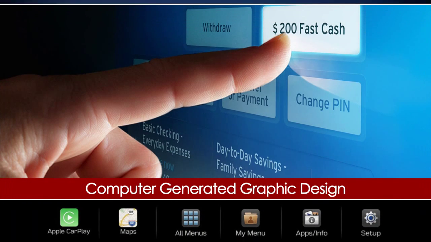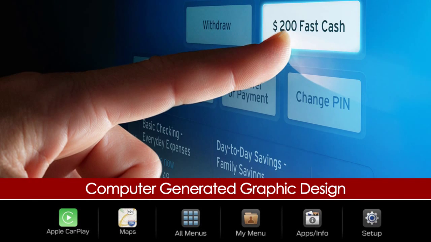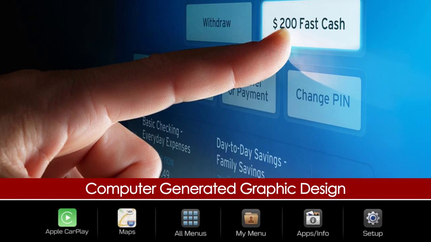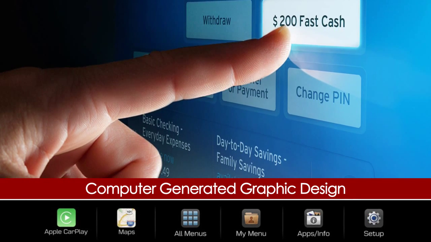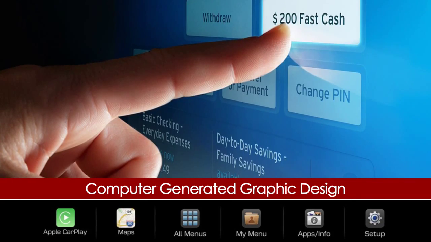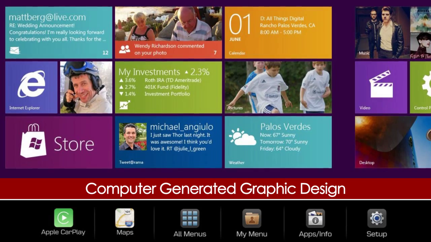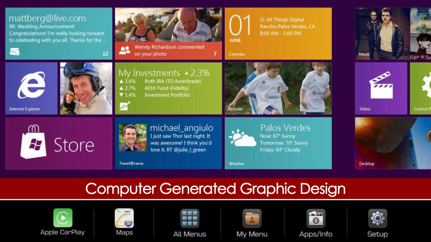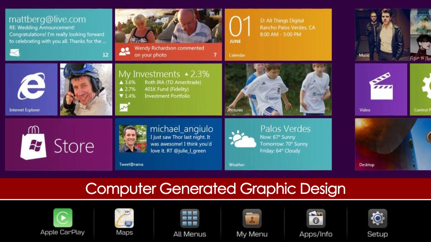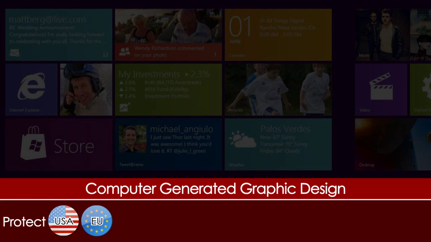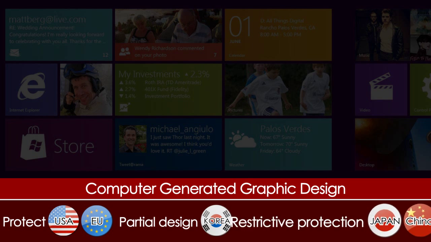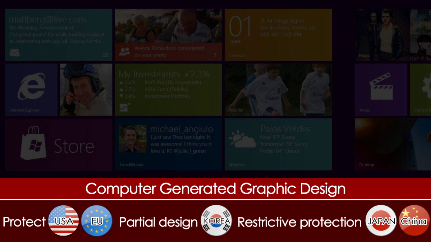Computer-generated graphic designs like icons and graphic images are also protected under design rights. Designers design various menus and icons so that users can devise their screen to suit their own taste and personality. Computer-generated graphic designs are protected in the EU and US, but they are protected as a partial design in Korea and restrictively protected in Japan and China.